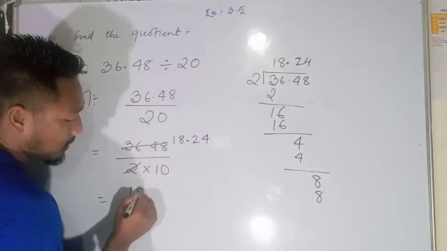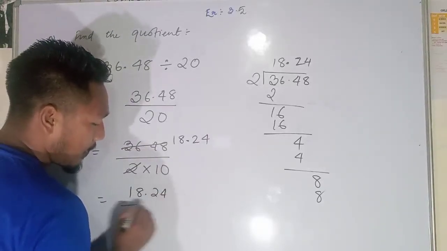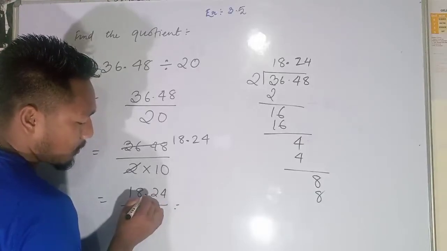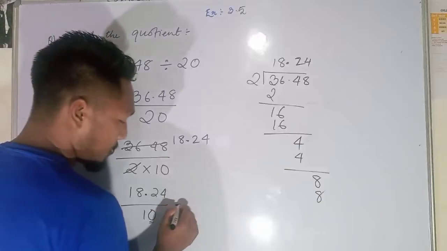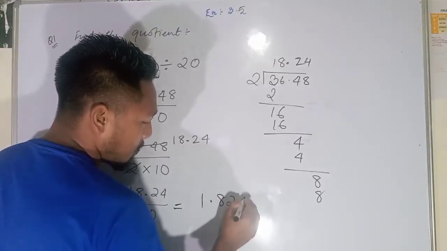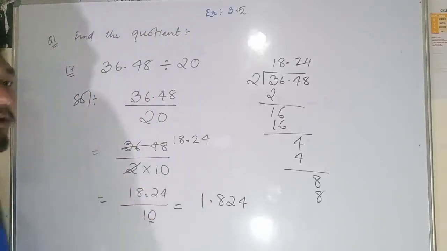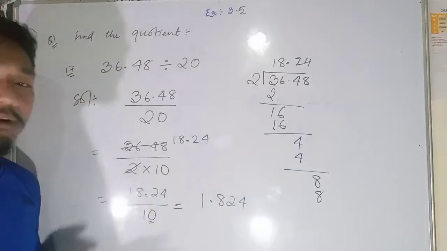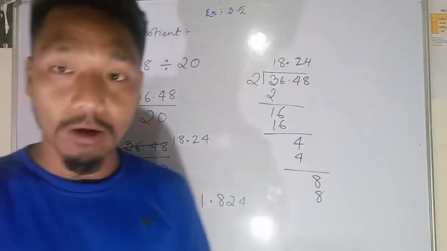So what is the answer? 18.24 divided by, now we have 10. Since we have only 1 zero, that means this point will shift toward 1. So what is the answer here? 1.824. Okay, the point will jump in front of 8. Okay, so this is how we do it.